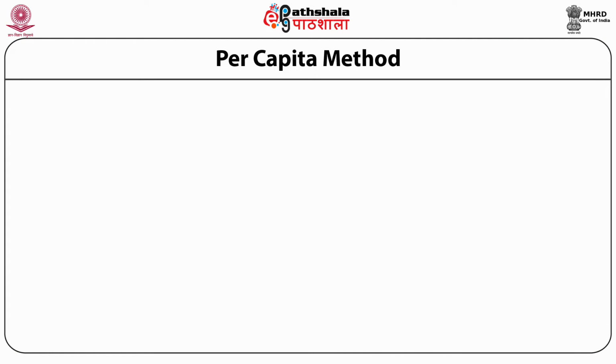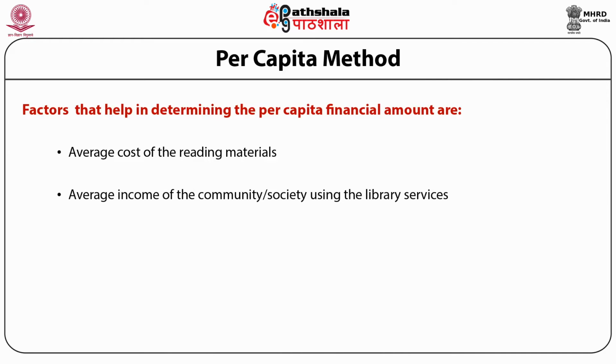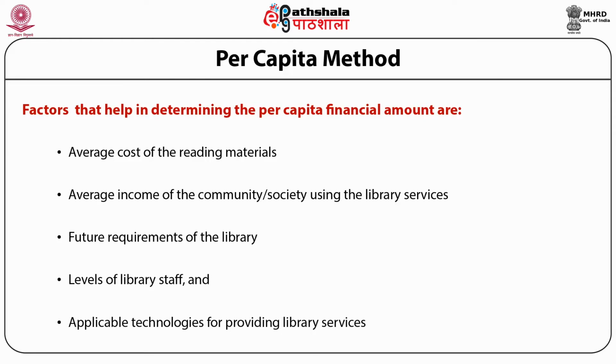Per capita method. Factors that help in determining the per capita financial amount are, first, average cost of the reading material. Secondly, average income of the community society using the library services. Thirdly, future requirements of the library. Fourthly, levels of library staff. And lastly, applicable technologies for providing library services.